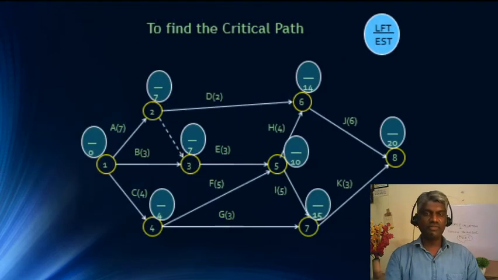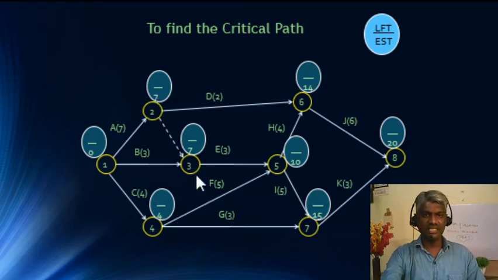So we are first doing the forward pass. We are going to calculate the earliest start time. I have given the earliest start time in the denominator part, and the earliest start time of the starting node is 0. And looking at node 2, the earliest start time of node 2 is 0 plus 7, because there is only one activity ending at this particular node. There is no other activity, so we are just going to add the activity duration to the earliest start time of the previous node. So 0 plus 7 is the earliest start time of this particular node.